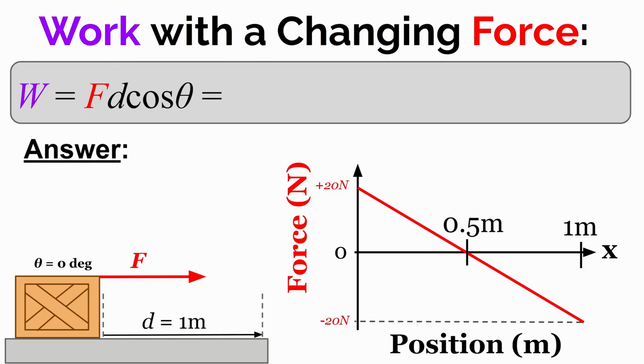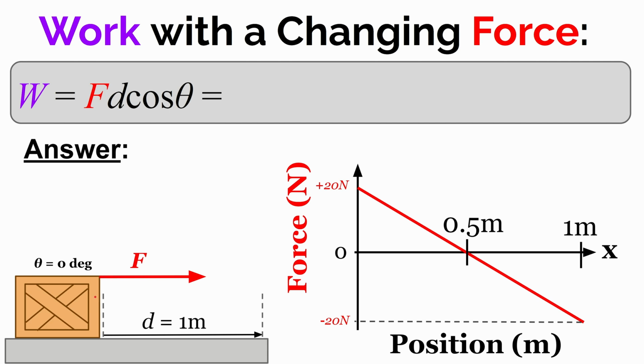The last thing we need to discuss is how do we find the work being done if the force is changing in size? This equation, which we just talked about, assumes that the size of this external applied force is staying constant. But what if it's not? What if it's changing in size? So let's just think about this simple situation.